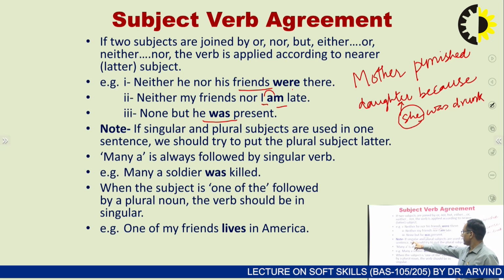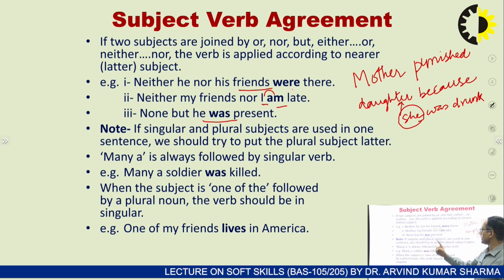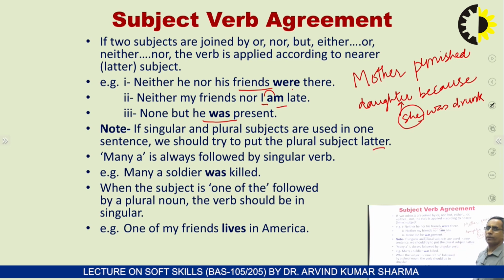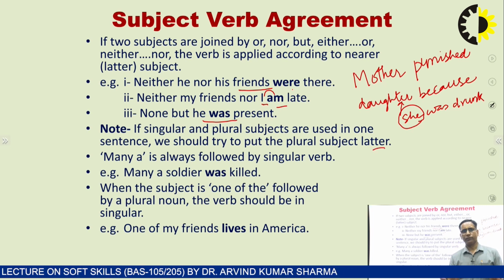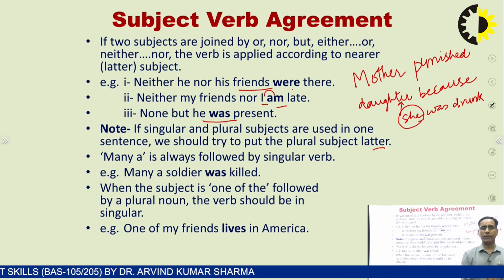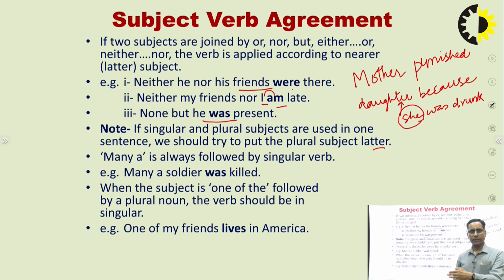Yes. Now note: if singular and plural subjects are used in one sentence, we should try to put the plural subject later. If we are using singular and plural both in the same sentence, it is not compulsory, a 100% rule is not there, but in 99% of cases we should try to use the singular first and plural later, right? If you say he and his friends, like this. Okay. Many a is always followed by a singular verb. Whenever only many is there, plural noun, plural verb. But if you are using many a, like many a soldier was killed. Many a soldier was killed.